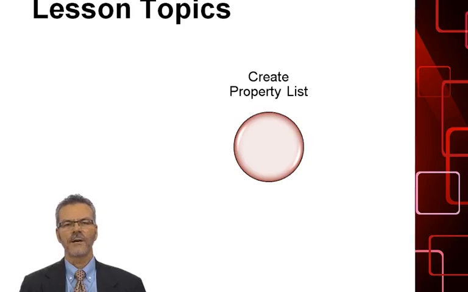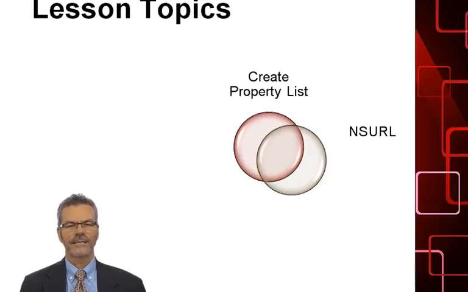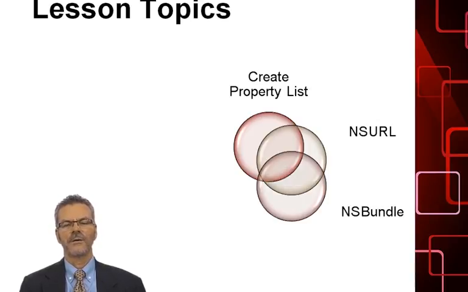You're going to learn how to create a property list. In fact, you'll learn what a property list is and then how you create it. Then you'll learn how to use the NSURL to get access to that property list using the NSBundle. In fact, if you've used NSURL and NSBundle to read a text file, you'll see there are some similarities between reading a text file and a property list by using NSURL and NSBundle.